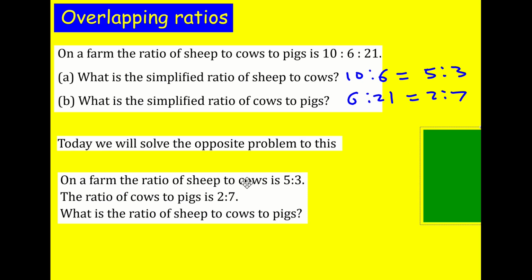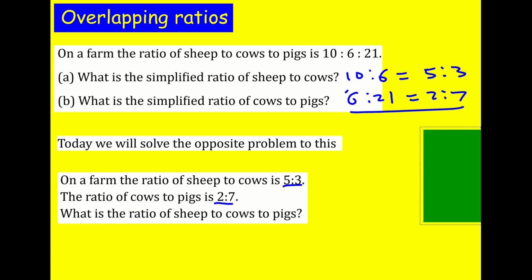On a farm, the ratio of sheep to cows is 5 to 3. The ratio of cows to pigs is 2 to 7. What's the ratio of sheep to cows to pigs? And the overlapping bit is here. I've got a 3 and I've got a 2, but I know at the moment I don't have it all linked together. Now we know the final answer is going to be this, but how could we get it just from this question here? Well, the process I've just gone through here basically explains it.